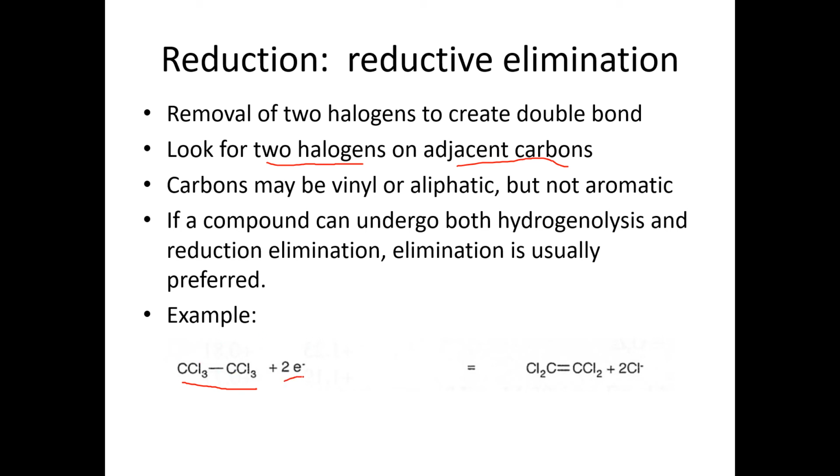If you add two electrons here, you can kick two of these chlorides out and create a double bond. And notice we have two negatively charged anions over here, so to get this equation to balance, we have to add the two electrons here, which is one of the ways that we know that this is a redox reaction. So if a compound can undergo both hydrogenolysis and reductive elimination, elimination is almost always preferred.